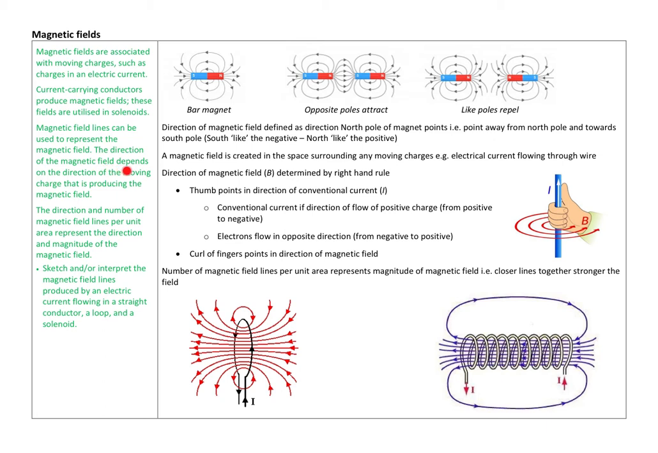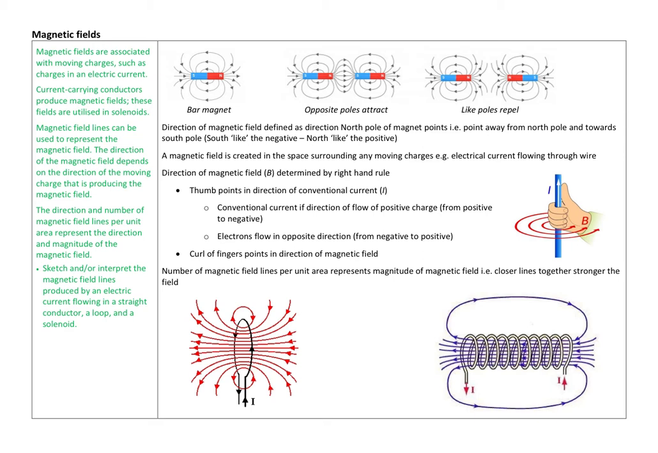The direction of the magnetic field depends on the direction of the moving charge that is producing the magnetic field. The direction and number of the magnetic lines per unit area represents the direction and magnitude of the electric field.